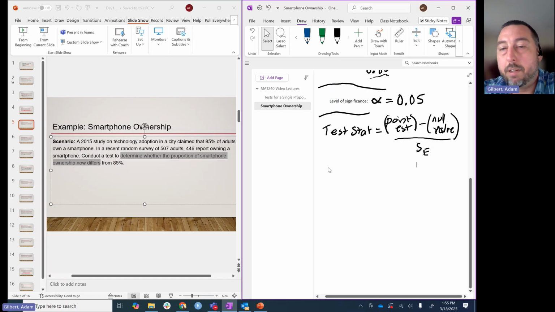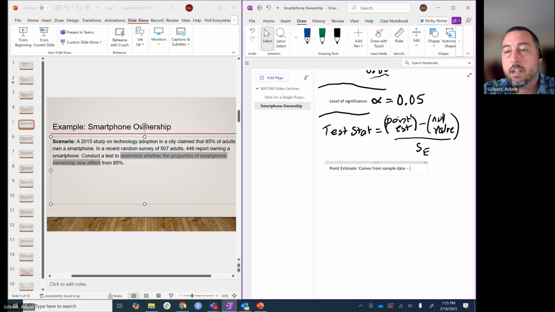I'm going to type a little bit more because my handwriting on the screen is not excellent. So the point estimate always comes from your sample data. It is a sample estimate of our population parameter. Here, that would be a sample proportion of adults owning smartphones.